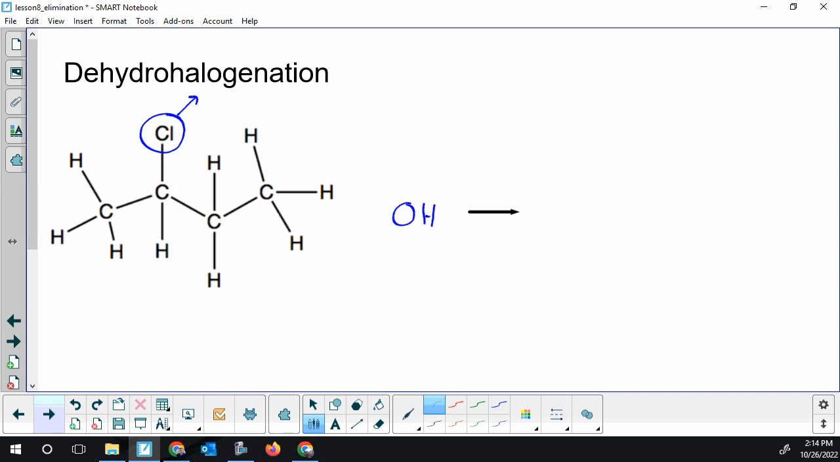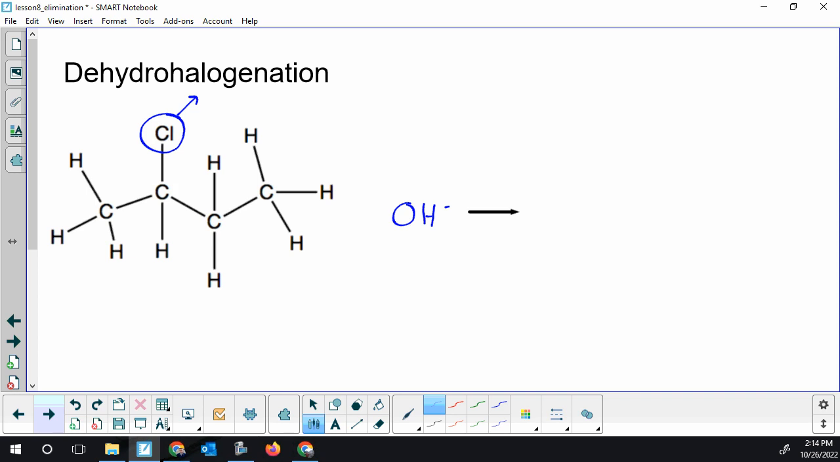We actually have basic conditions. You need hydroxide, but not as a catalyst. It's a reactant. We're going to use up hydroxide. So this is why I put the eliminations in 2 separate categories. You need to think of them separately because one has an acid catalyst, one has a hydroxide reactant.